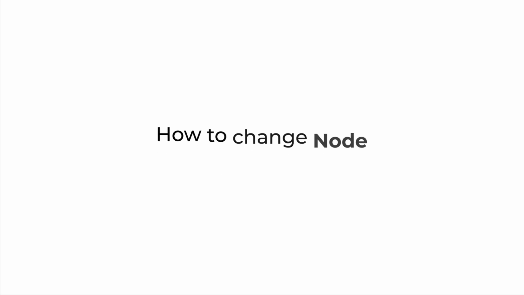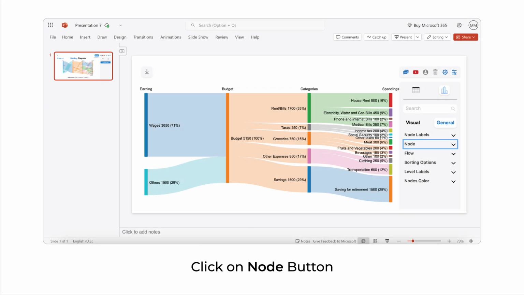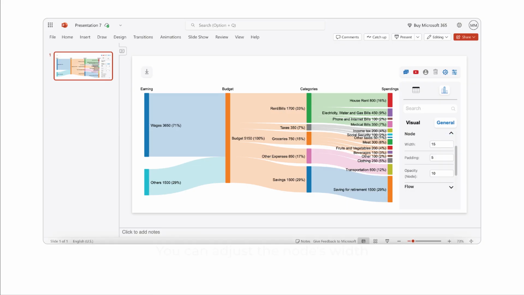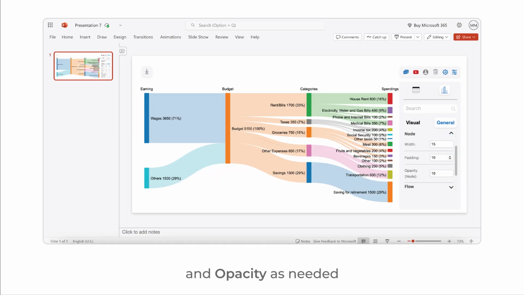How to change node properties. Click on Node button. You can adjust the node's width, padding, and opacity as needed.